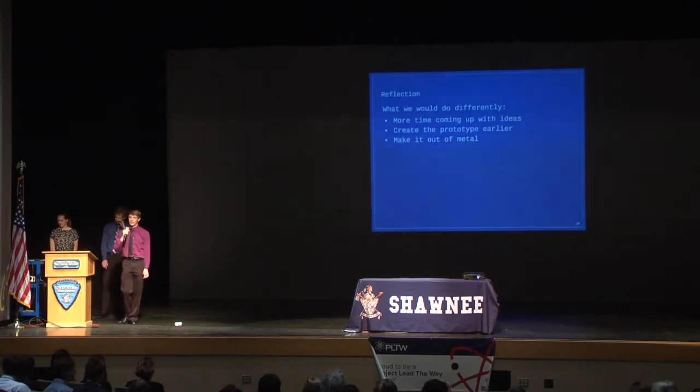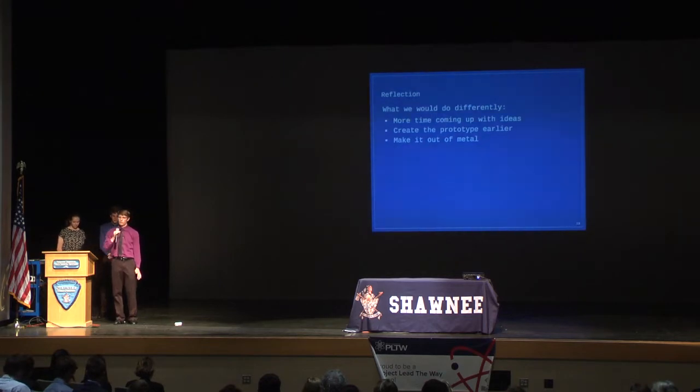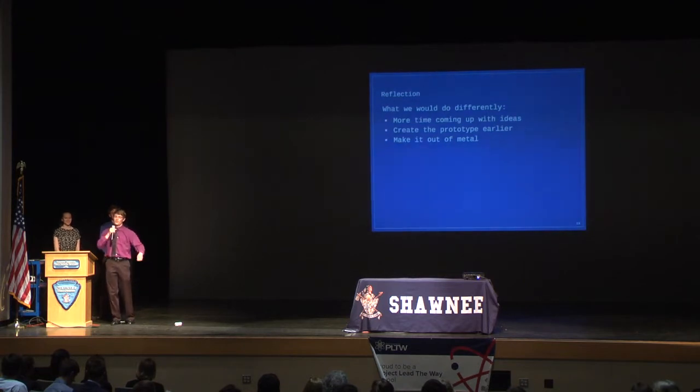We would also create the prototype itself earlier. We came into many problems putting the tool together because the 3D printer would just not fit well. There's a word I can't remember. Tolerance, thank you, Matt. The tolerance of it was not very good, and we tried to line it up, and it just wouldn't. We would also make it out of metal, because that test clearly would have worked if it was out of metal, but this is what we get instead.